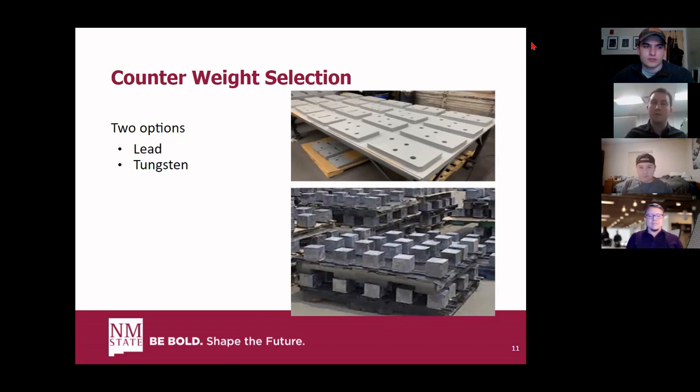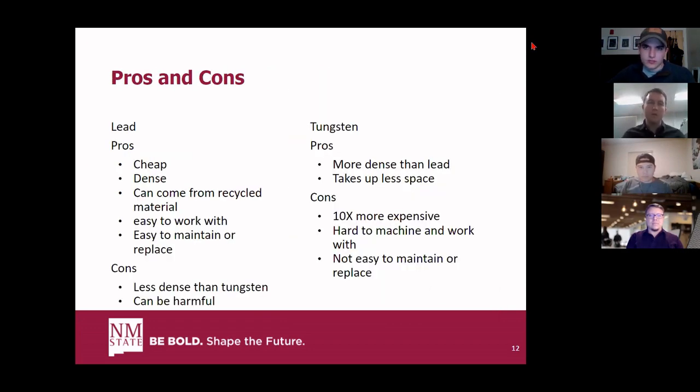The top one is lead, but it has a painted coating for protection against weathering and for handling protection. Here are the pros and cons. Lead. The pros of lead are that it's cheap, dense, it can come from recycled materials, it's easy to work with and easy to maintain or replace. The cons are that it's less dense than tungsten and it can be harmful.